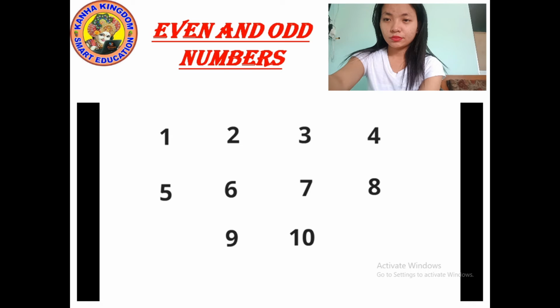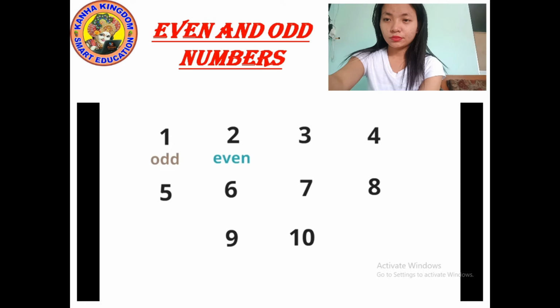Yes, number 1 is odd, because remember, number 1's all by himself, doesn't have a friend, doesn't have a partner. It's not an even number. Number 1 is odd. Now, we remember number 2, right? Number 2 is even. Yes, because it can be grouped in 2, because it is 2.